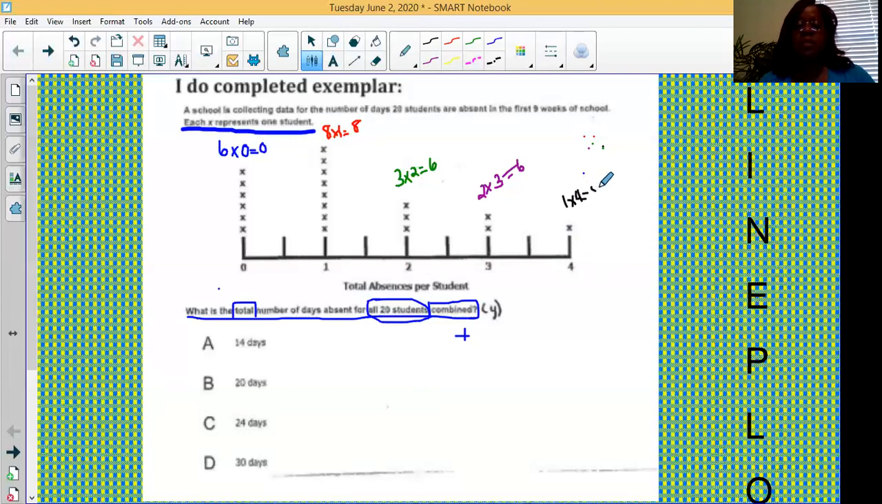Okay? Now let's go back and take a look at our big question. It says, what is the total number of days absent for all 20 students combined? So now we're going to combine each of their days. So we have to take 0, combine it with 8, combine it with 6, combine it with 6, combine it with 4. Okay, so I'll write those numbers down. I know 0 plus 8 gives me 8.